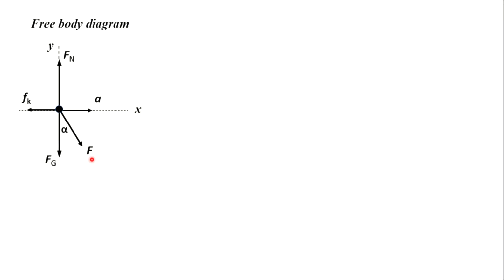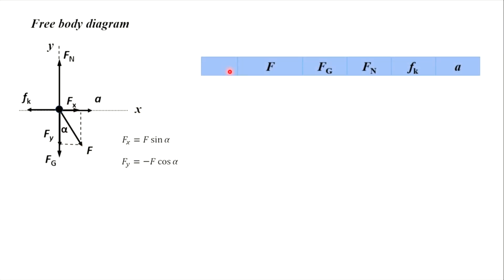First, she decomposed the external force into two components. One component along the x-axis, the magnitude of this component is given by this equation, and the next component, the y component, points down, and for this reason it is equal to negative F cosine alpha from this triangle. Then she arranged the following table for all forces and acceleration.